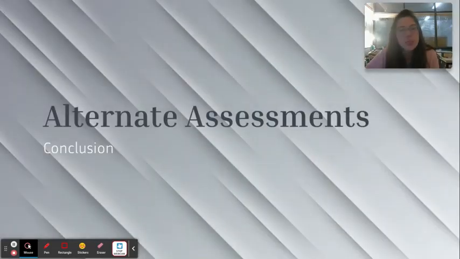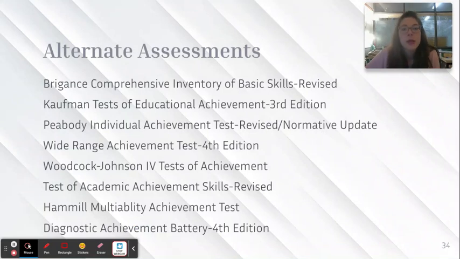Alternate assessments. There were several listed in the book that I listed in the PowerPoint. Some of the more well knowns are like the Wide Range Achievement Test, 4th edition, Woodcock Johnson, Test of Academic Skills, and many others. I think I listed like 8 of them here.